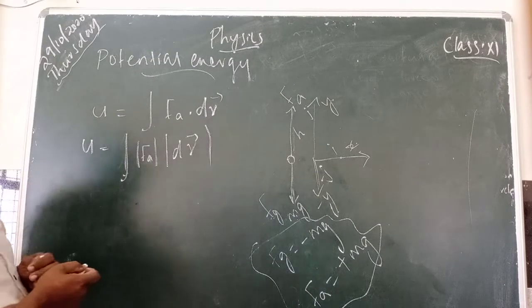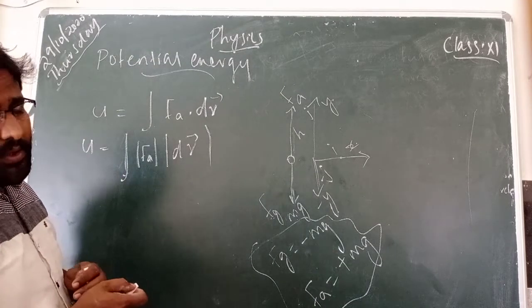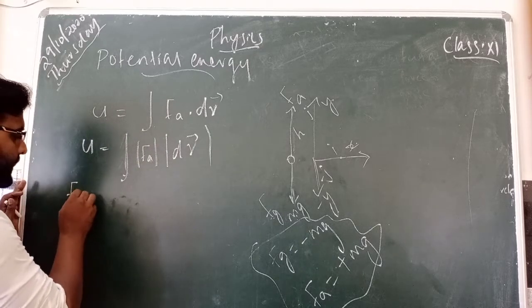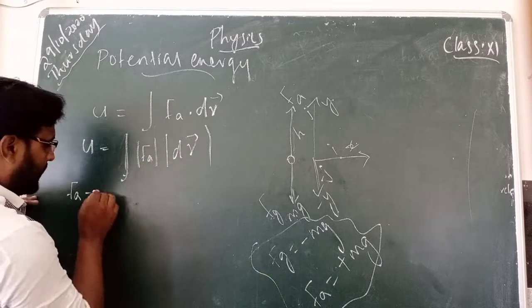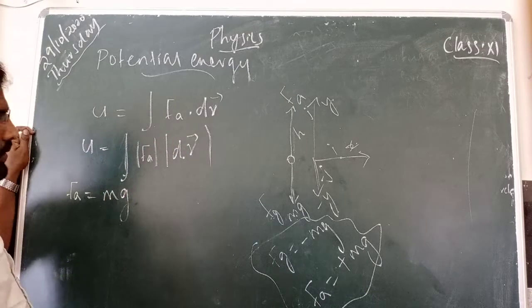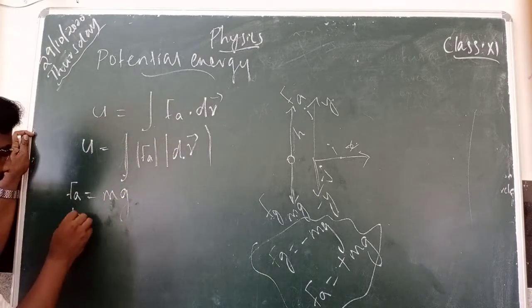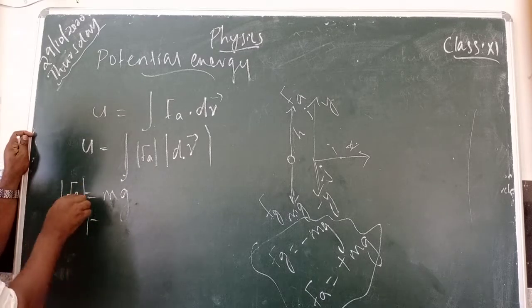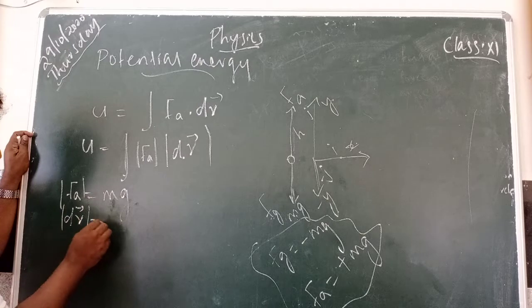Magnitude of dr. So, what is this Fa? Fa means what? Mg. What is this dr? When you are writing the dr, you can write with its component. This is magnitude of Fa, magnitude of dr.